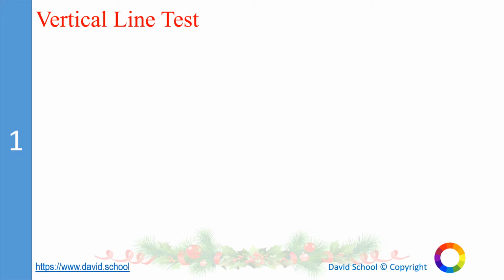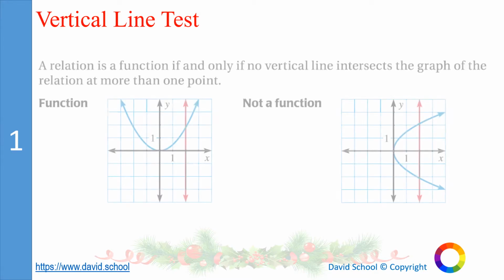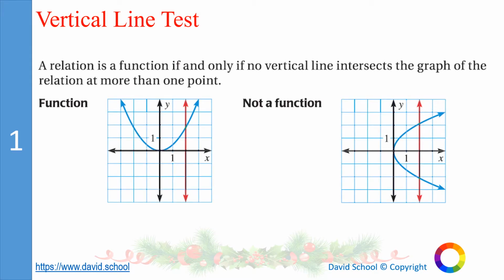How do you check whether the given graphs are functions? We have a vertical line test. If no vertical line intersects a graph in more than one point, the graph represents a function. In the first example, the vertical line intersects the graph at only one point. Therefore, this graph is a function.